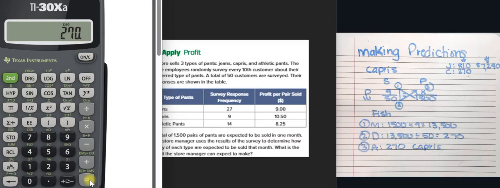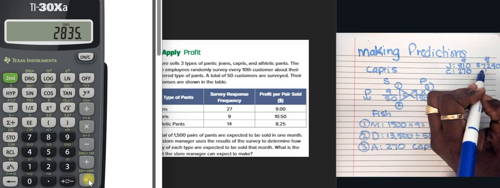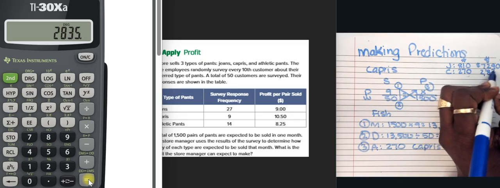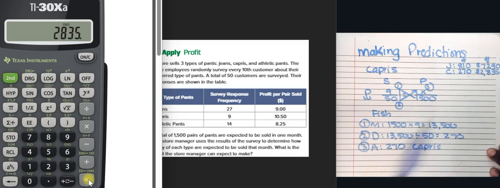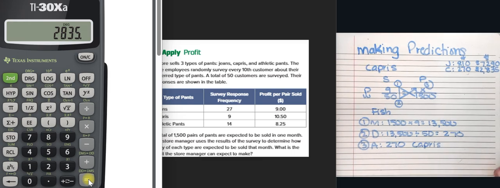And our profit is going to be $10.50 for each one. Okay, 270 times $10.50. That gives me $2,835. Okay, so that's our answer for that one.